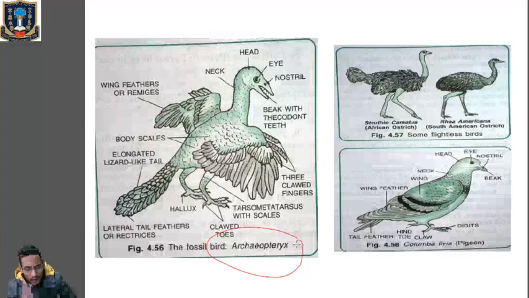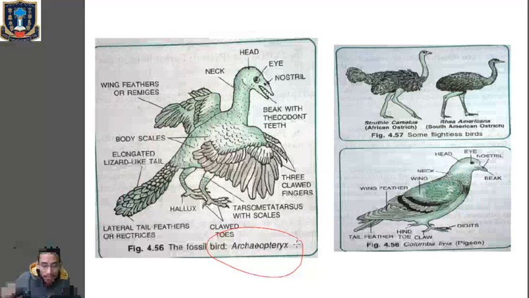And this Archaeopteryx has the characteristics of both the reptiles and the birds. This is very important. Now, since it has the characteristics of both the reptiles and the birds, it is known to be the connecting link between the reptiles and the birds. It connects the reptiles and the birds.